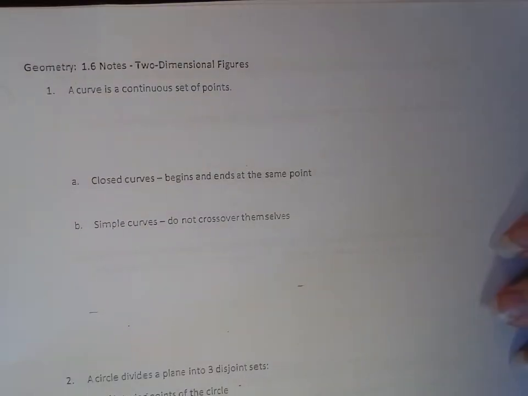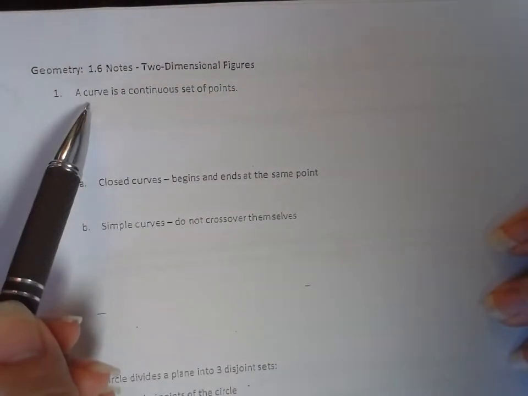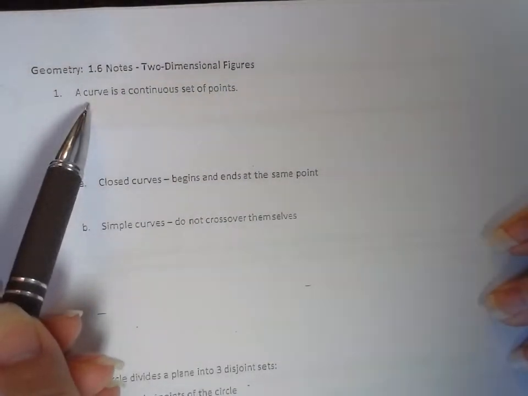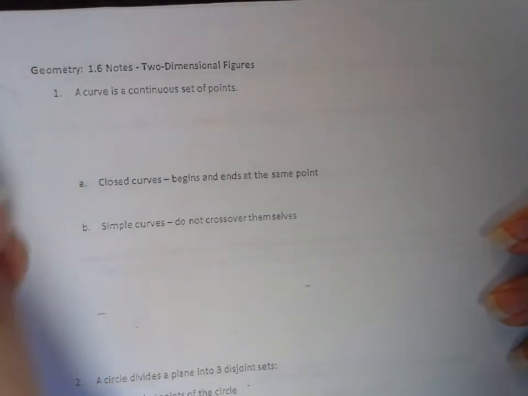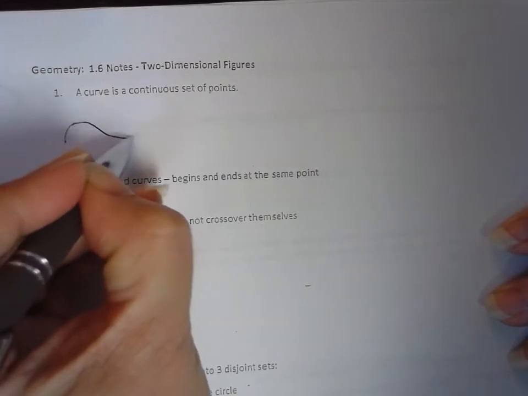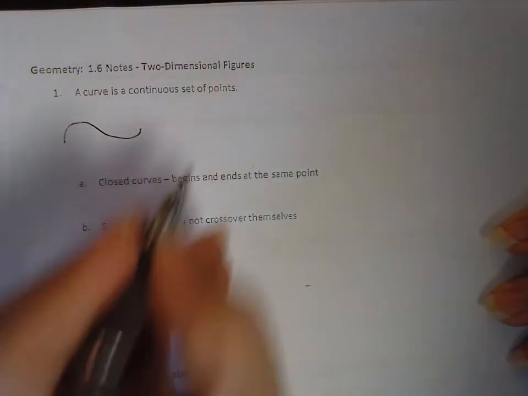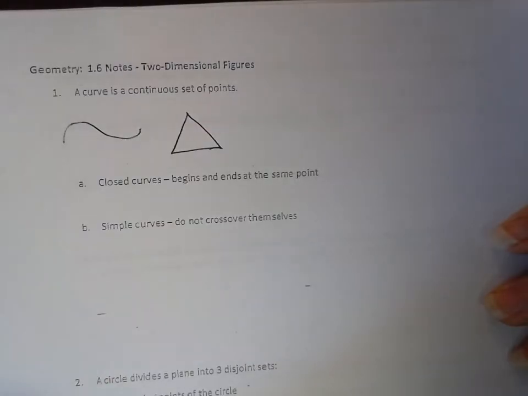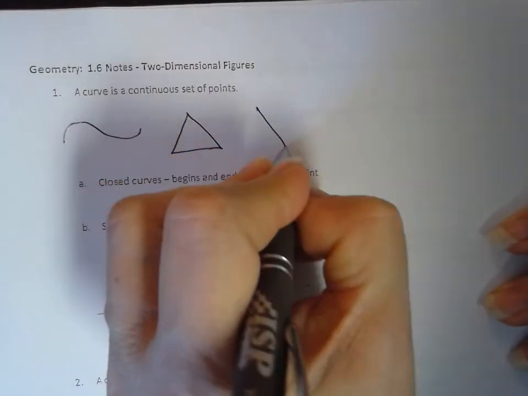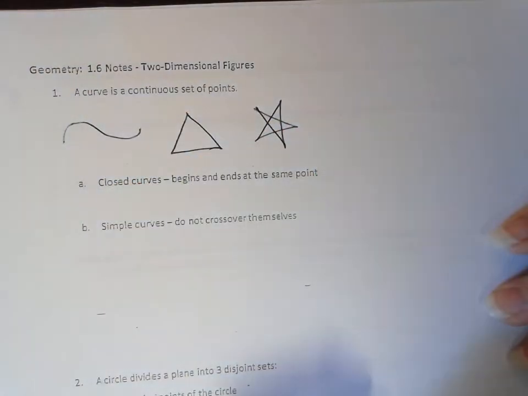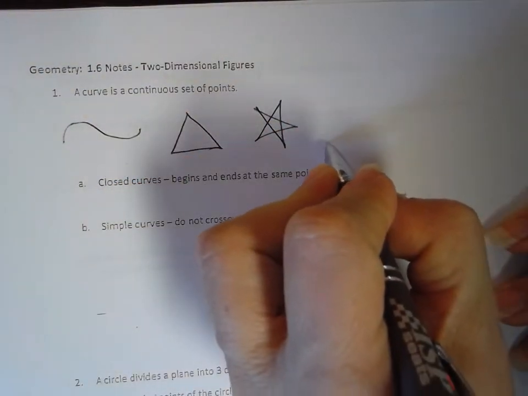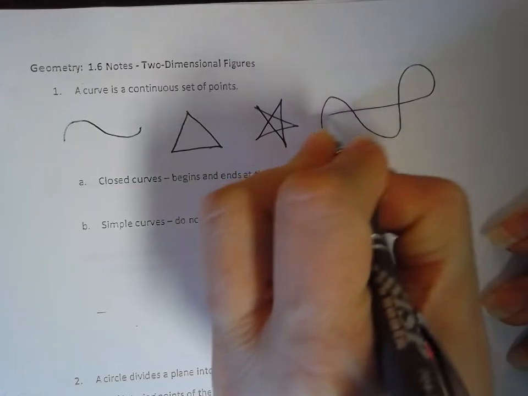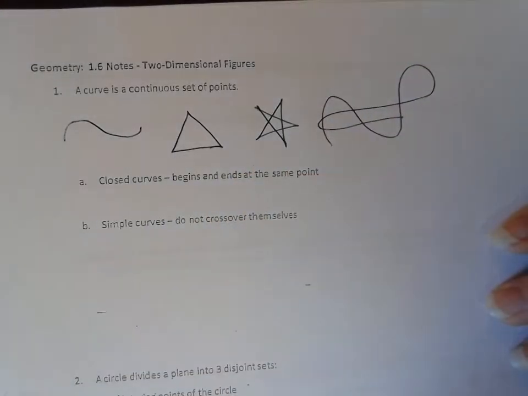So the first thing we're going to learn is that a curve is a continuous set of points. It's not a certain shape. It is just a continuous set of points. Most of you would think of a curve and you would think of something like that. But keep in mind, that is actually a curve also. That is a curve. And that is a curve. Okay, those are all curves.